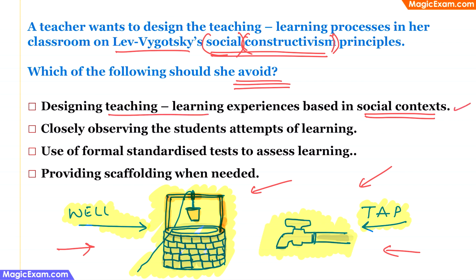Next, closely observe the student's attempts at learning. This is absolutely correct, because the teacher should not only teach, but she should also observe how the children are actually learning. Therefore, this is a correct statement.